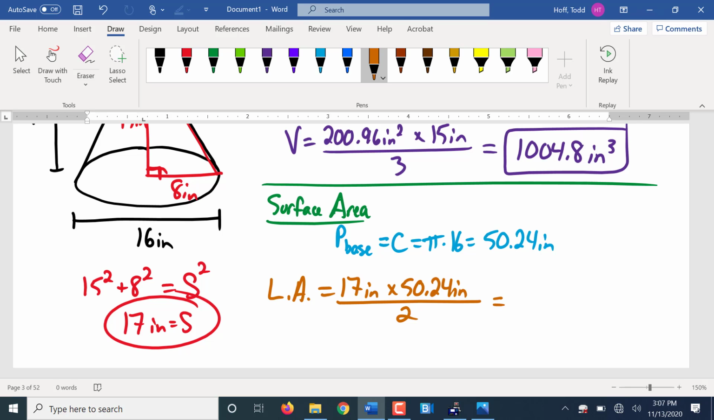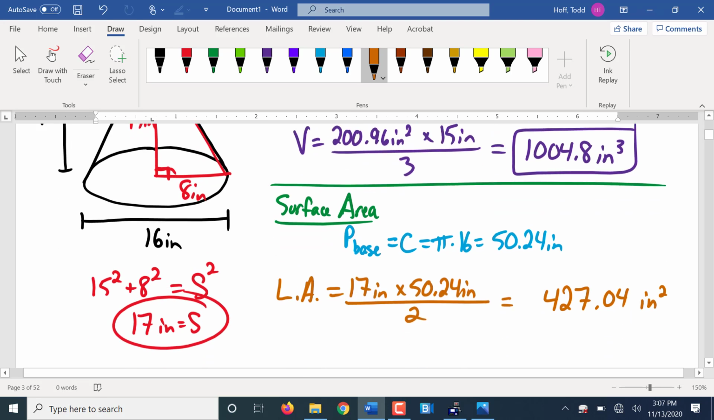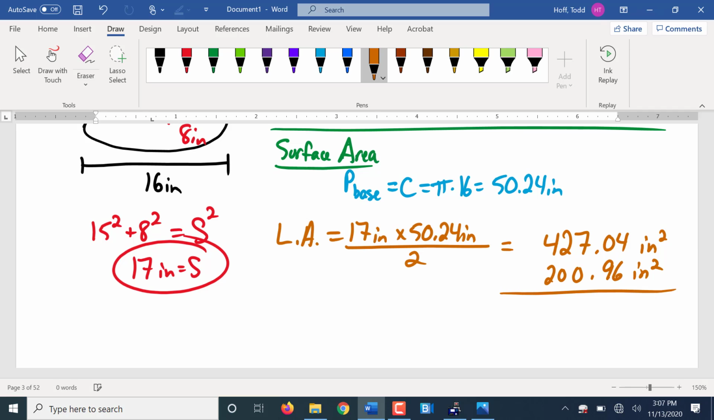It's going to give us 427.04 square inches. And add the 200.96, right? Because it comes to a point, so if you were to roll it out, it would be triangular shaped. So 628 square inches is our surface area.